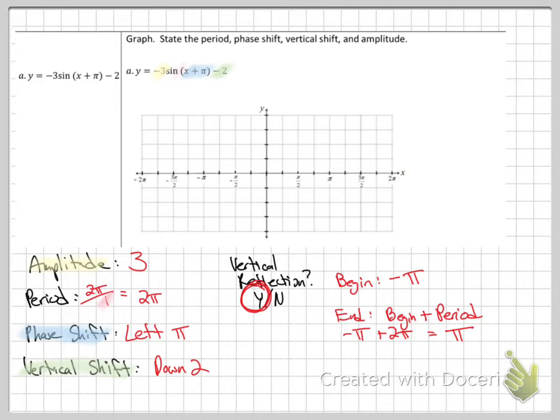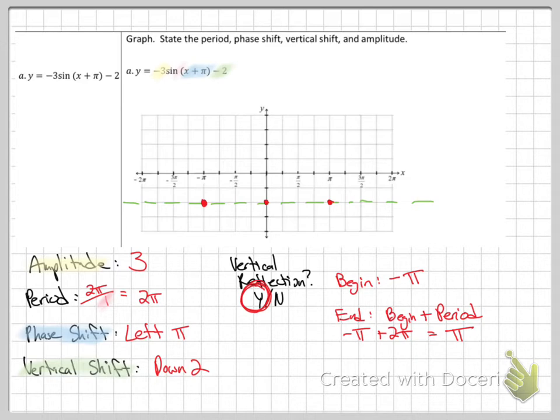So here's what we do. We draw in our new midline. Our midline is down 2. This is an imaginary line, that's why I'm making it dotted. It's not an asymptote. It's just to help me get the graph. So I draw my new midline. Now remember, for sine, there are 3 points on the midline. So you should be able to get 3 points really easily for sine. It begins at negative pi. Negative pi is on the green line, on the midline. It ends at pi. Pi is on the green line, on the midline. You can easily see the middle. For sine, the middle is on the midline.